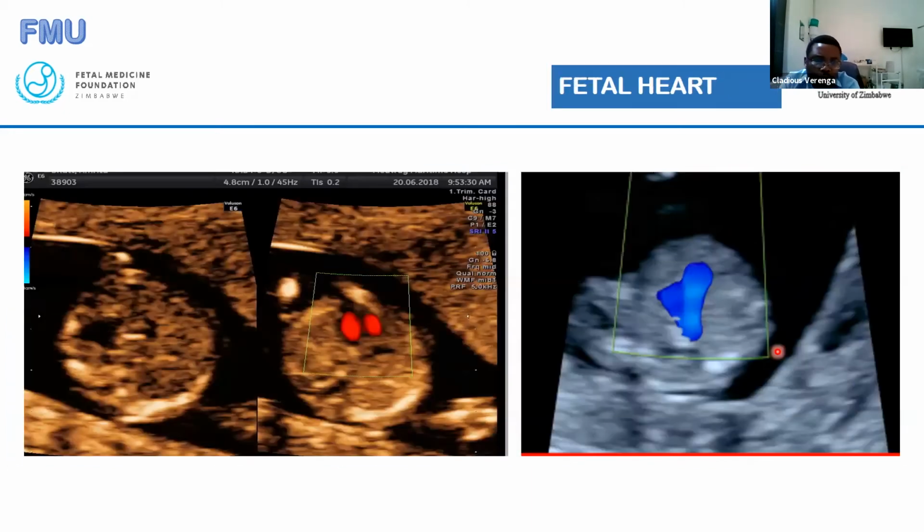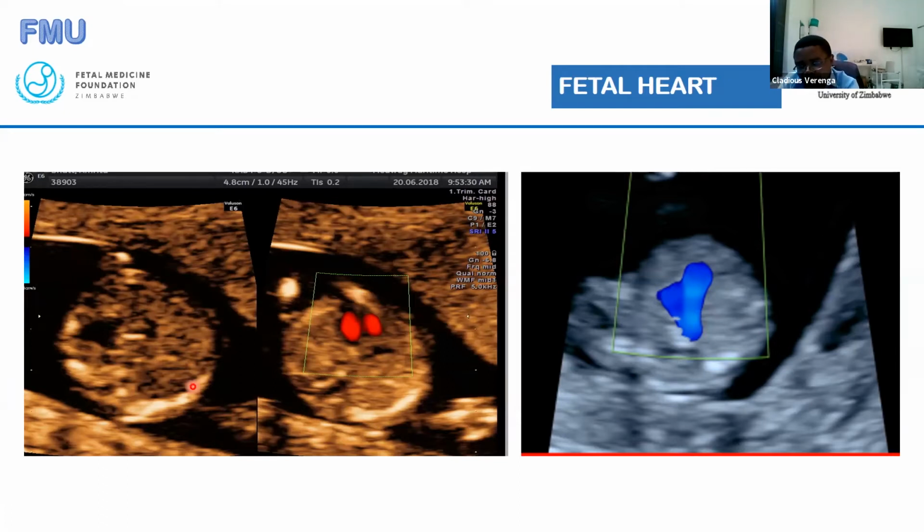Then when you go to the heart, we also want to check the heart to make sure that there is filling that is happening to the two ventricles. We can see the filling of the heart there. Then we should also check the situs by making sure that the stomach is to the left as well as the heart pointing to the left. After identifying the baby's left shoulder, that's how we come up with situs.